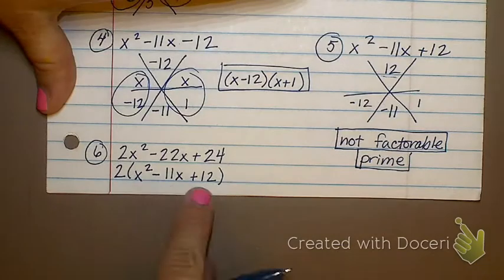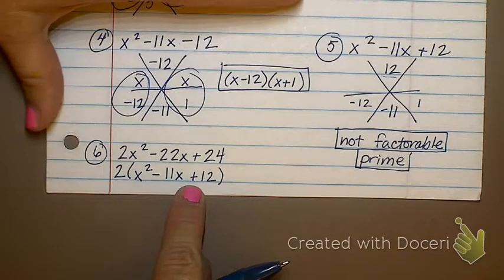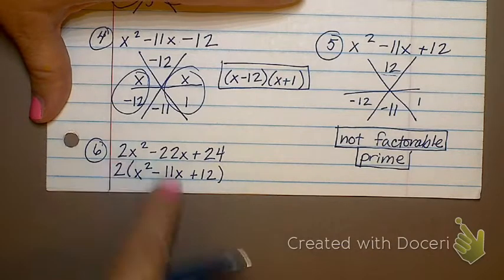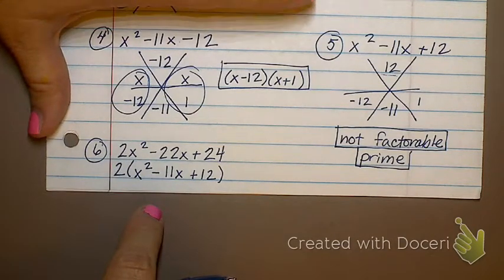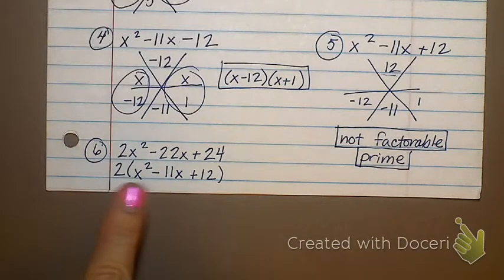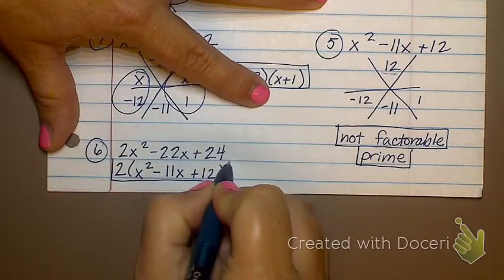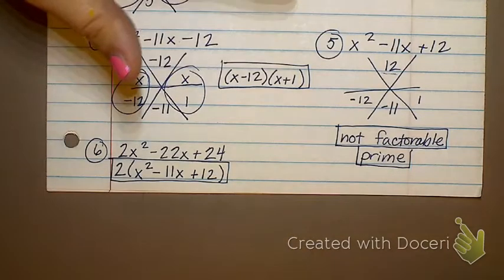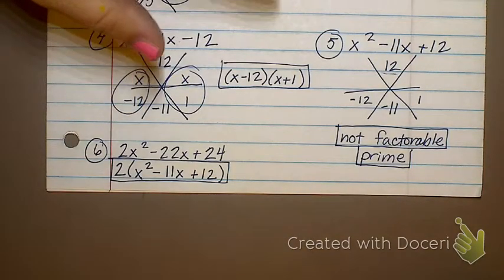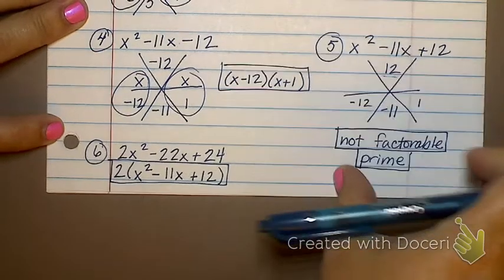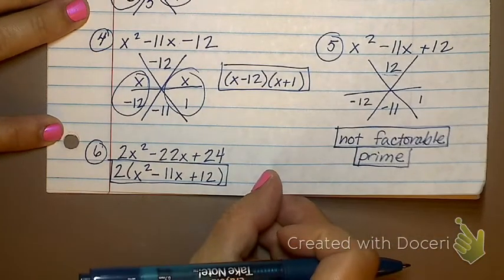Now this, I know I can't go any further. Snowflake's not going to help me, or Super X isn't going to help me. Does that mean this is not factorable? It was factorable because I could take out a 2. I just can't go any further at this point. So this one I would box my answer right here and be done. Does that make sense? Okay. I think I have 2 more problems. You ready?